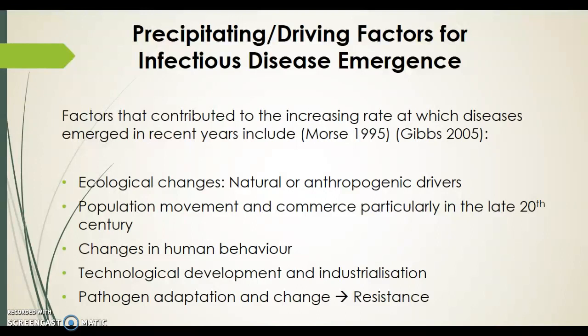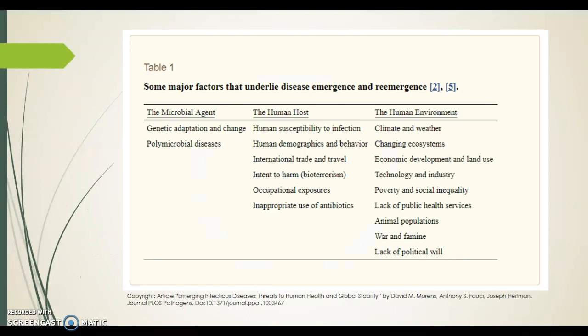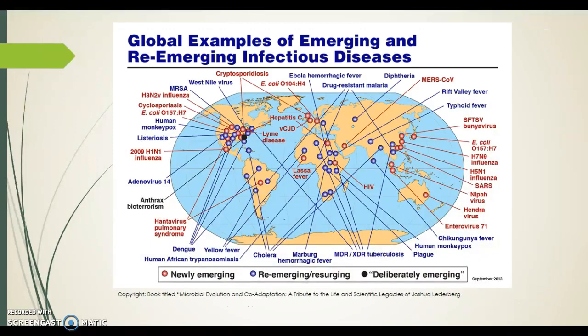And pathogen adaptation and change. So basically, this is in response to the wide and sometimes inappropriate use of antimicrobial drugs and even other chemicals. This leads to the pathogens developing resistance to drugs. Here we can see some of the major factors that underlie disease emergence and reemergence. They can be either respective of the agent, the host, or the human environment.